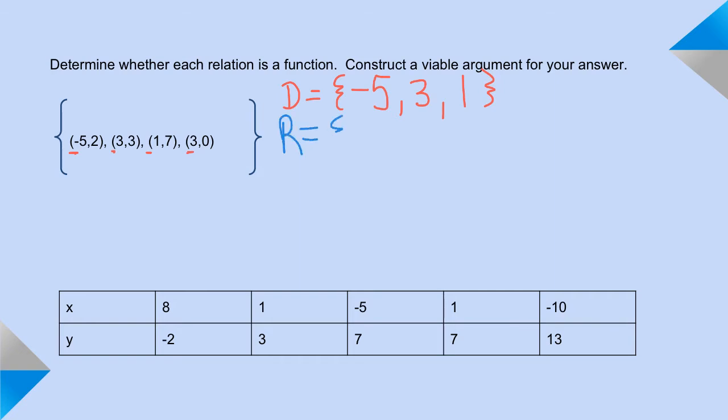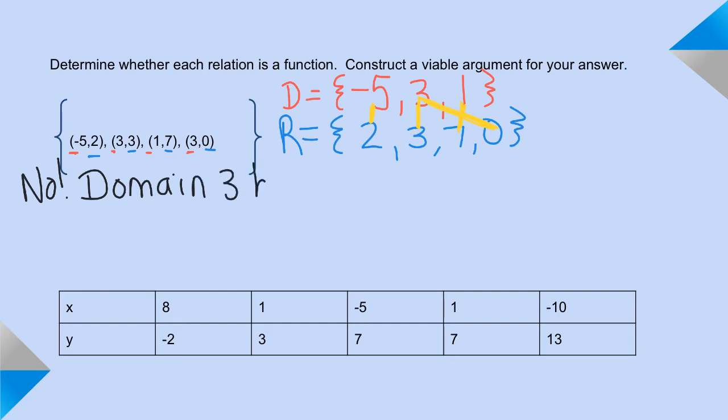Then I want you to identify your ranges. Those are the y values, so that's 2, 3, 7, and 0. And then we're going to map them. So in other words, negative 5 maps onto 2, and 3 maps onto 3. And 1 goes to 7, and 3 goes to 0. To decide if I have a function, I look at each of my domains. Does each of my domains only have one range that is possible? Or is there a problem? And I believe there is a problem. The problem would be, well, first of all, this is not a function. And my reason is because domain 3 has 2 ranges. That can't be, so it is a relation, but not a function.